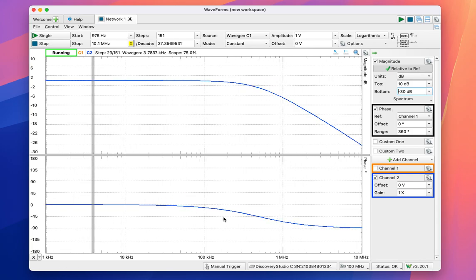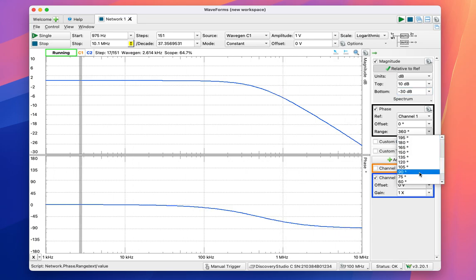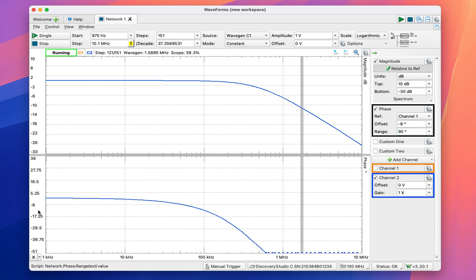And the phase also, let's use up to 90, I think. That should be enough. And we can move this up and down.